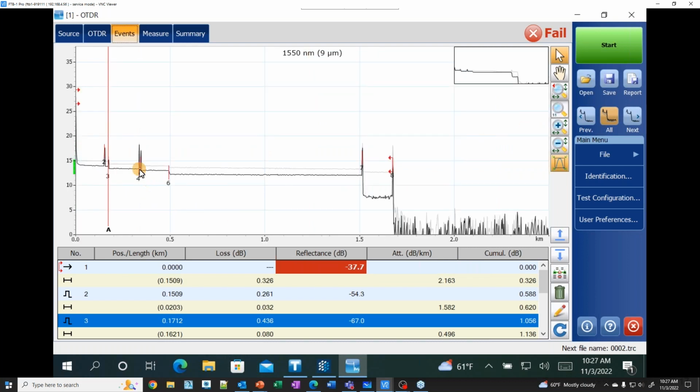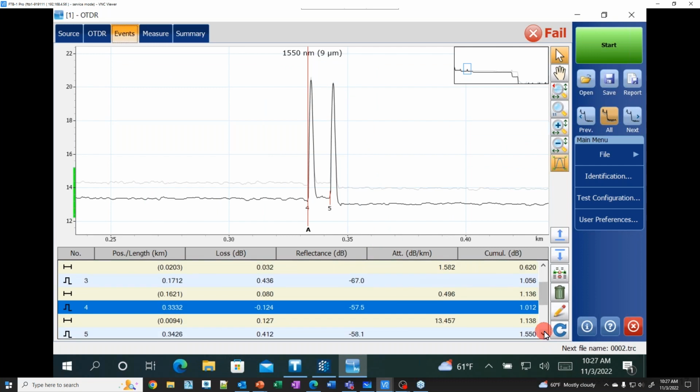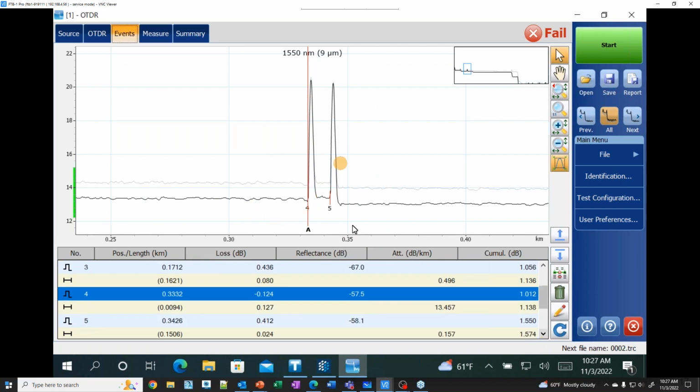So as I scale across here, I'm just looking at everything. I got a little bit of a gainer here. This is actually bend insensitive fiber, this jumper. So I got a gainer from the bend insensitive fiber, then I got a loser on the other side. Reflection on both of them are great.